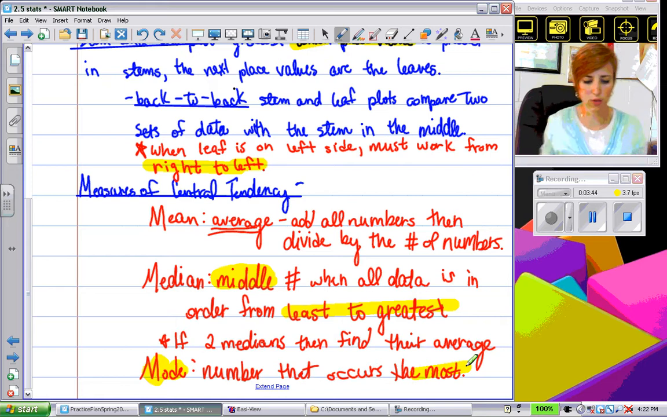Alright, and just a quick reminder, in median, if you end up with two numbers in the middle, you just find the average of those two numbers, and in mode, it's the one that occurs the most.